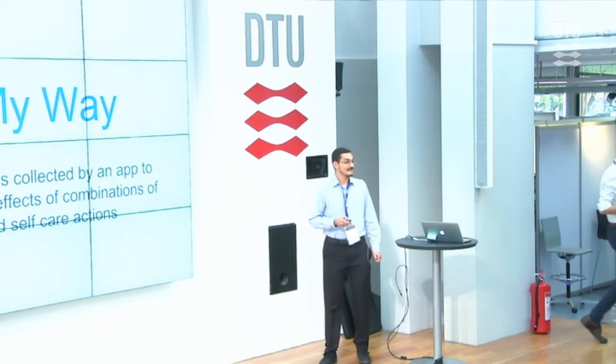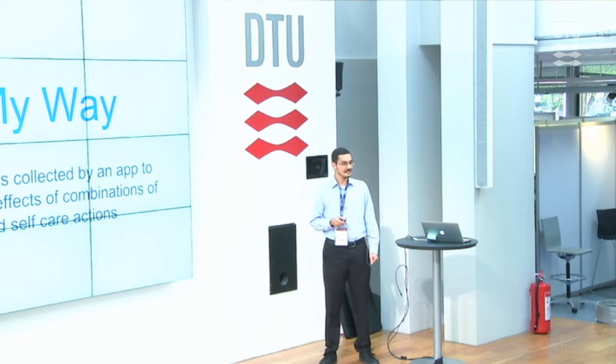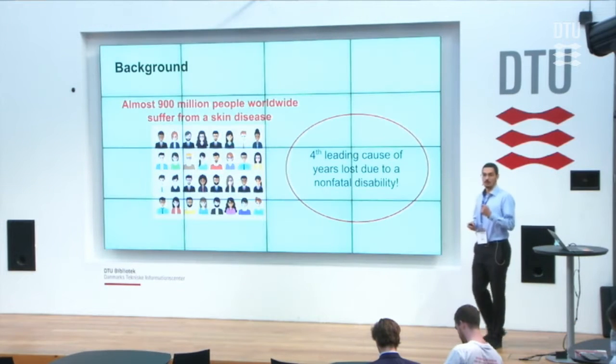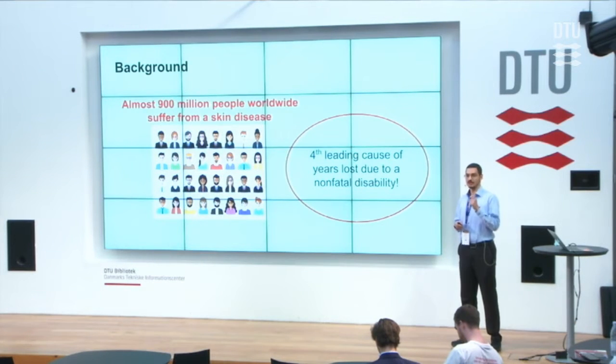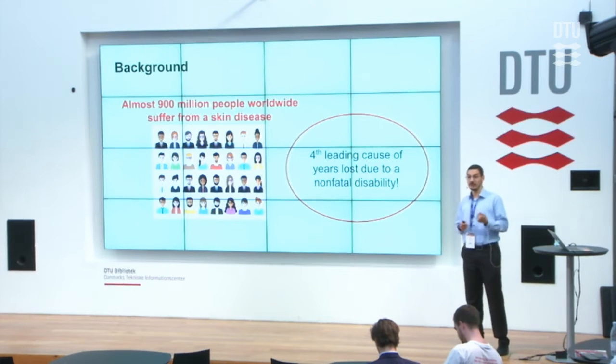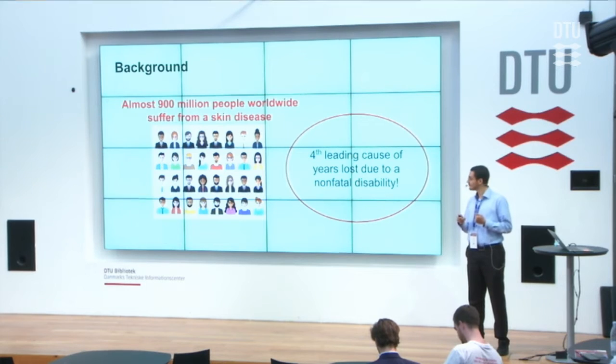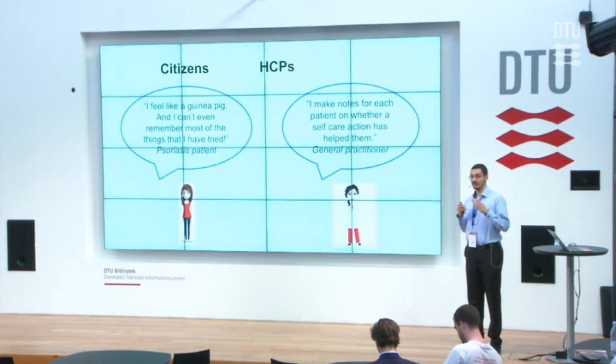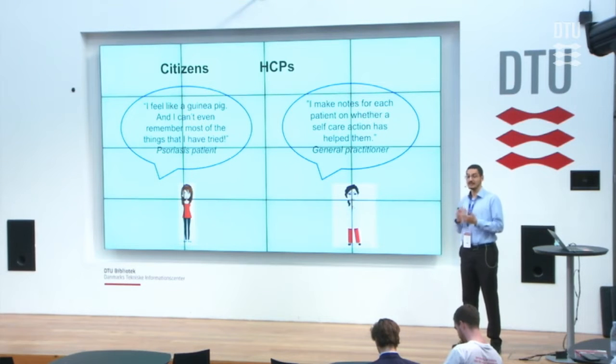Hi, my name is Jonas, and I'm the Danish finalist. I'm gonna talk more about my idea called My Skin, My Way. Almost 900 million people in the world, as reported by the WHO, suffer from a skin disease. And actually, it's the fourth leading cause of years lost due to a non-fatal disability. Even so, at this day and age, a lot of people living with a skin disease feel like guinea pigs.